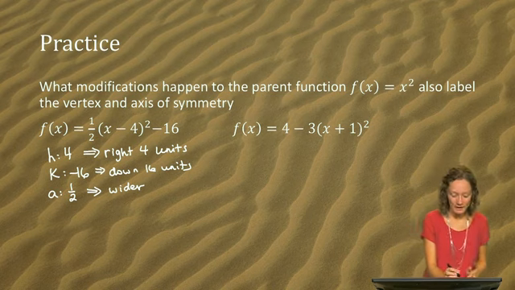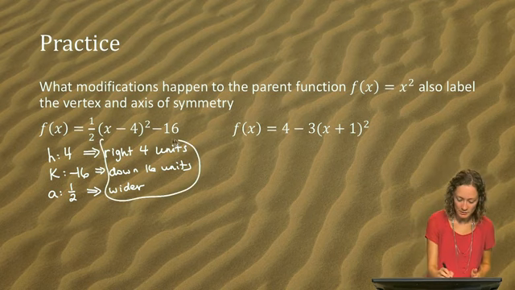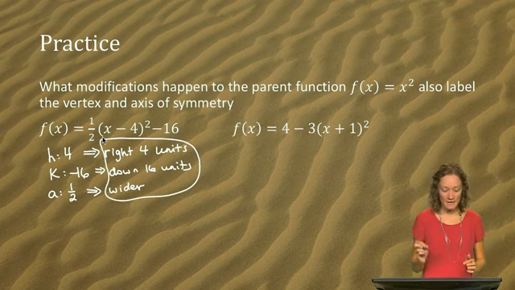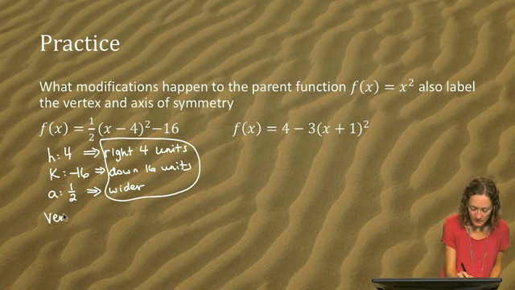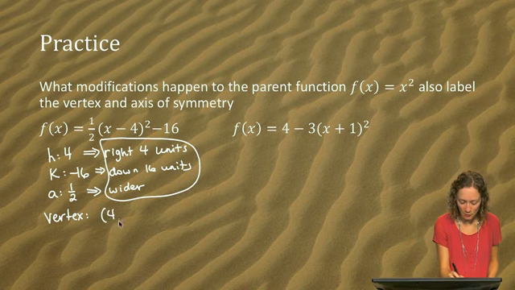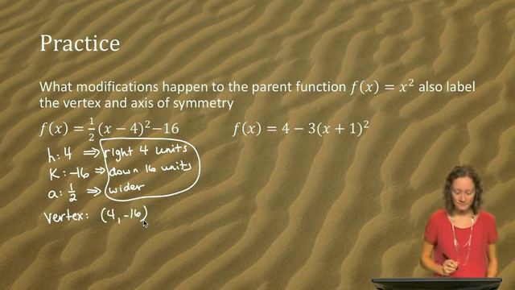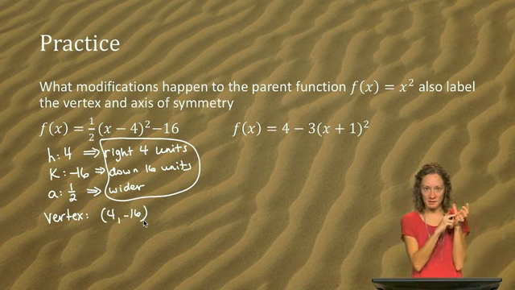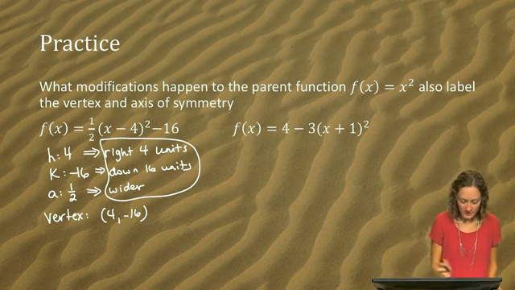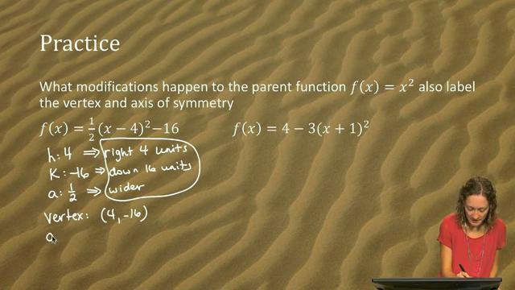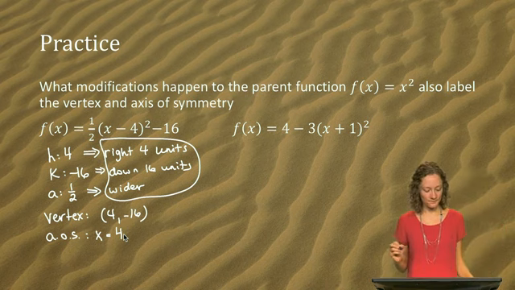So there are the modifications. Let's circle these. These would be the modifications. And then our vertex, always H, K. It's an ordered pair, so in this case 4, -16. It's that base point. It's important to be able to identify that. You'll see a lot more work like this in college algebra. And then your axis of symmetry, x equals that h value, which is 4.